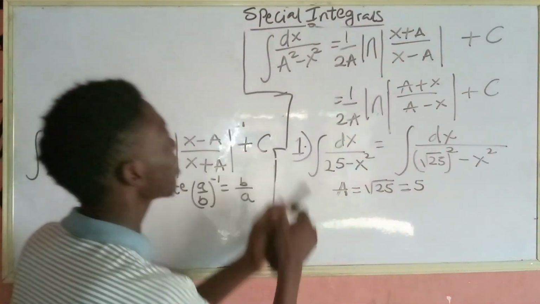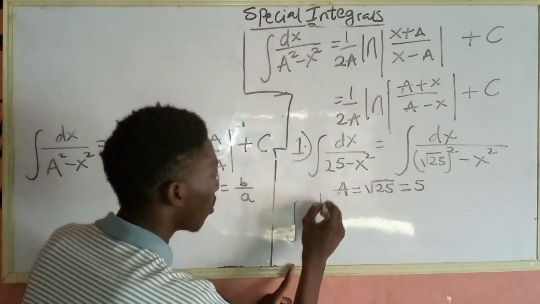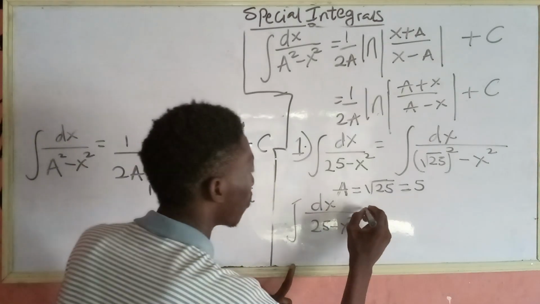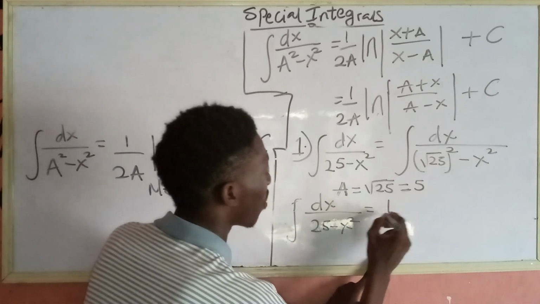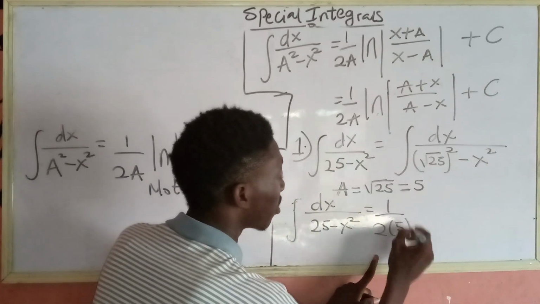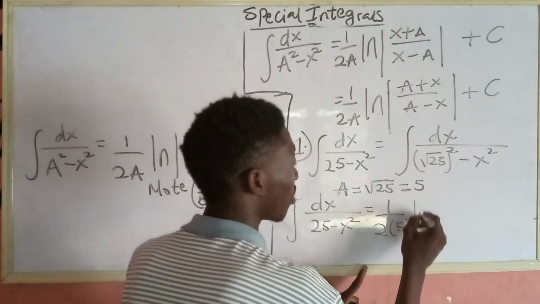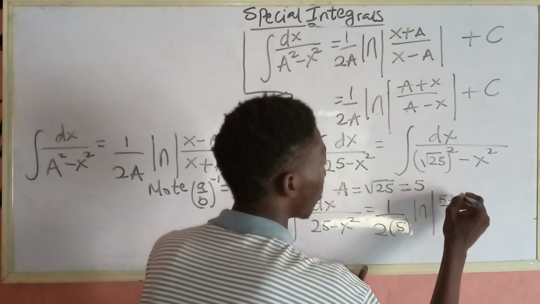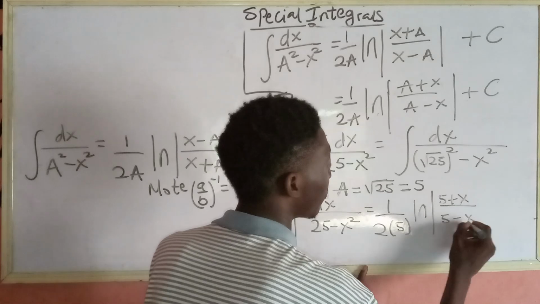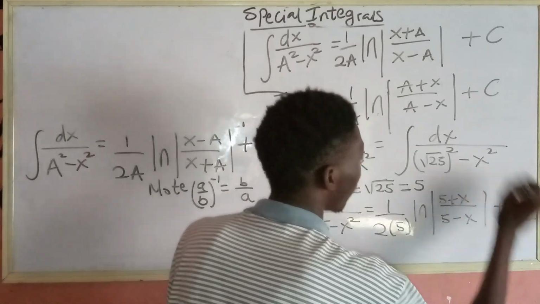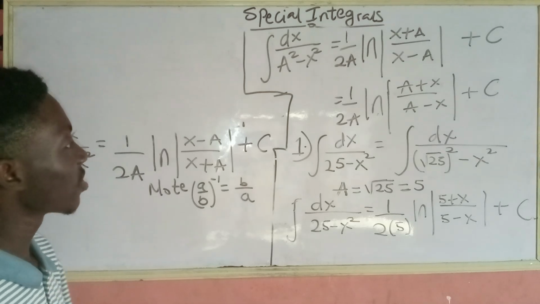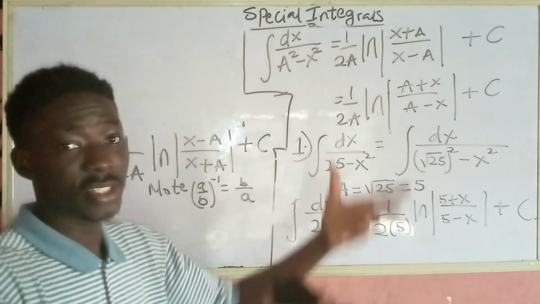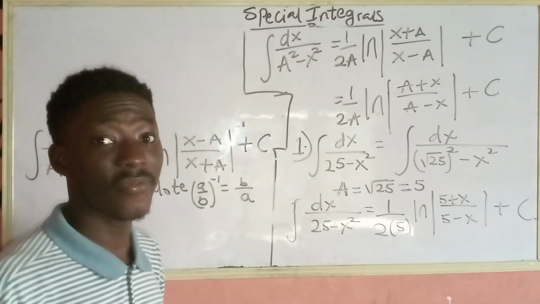So that means my answer here, the integral of dx over 25 minus x squared, will be equal to 1 over 2 times 5, the natural logarithm of 5 plus x over 5 minus x, and you have a constant. That will be your final answer. So you don't have to go to the initial solving of this. You just have to use the formula and find your answer.